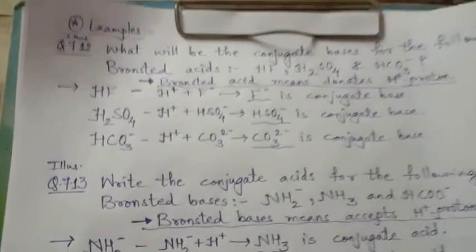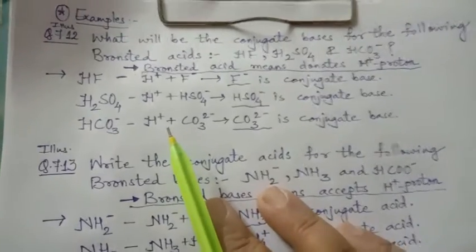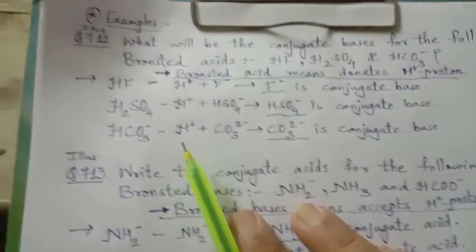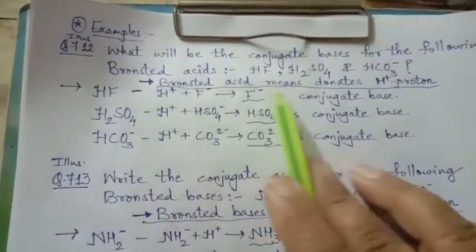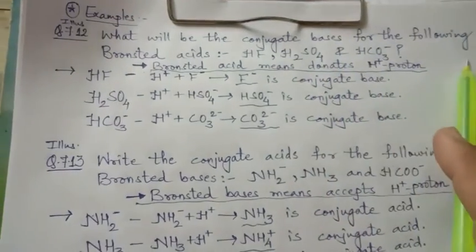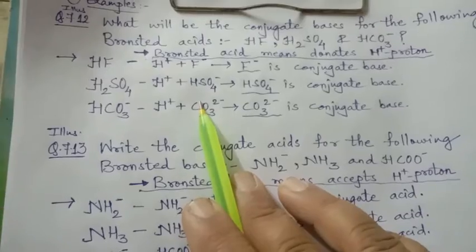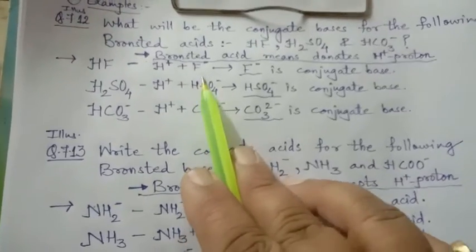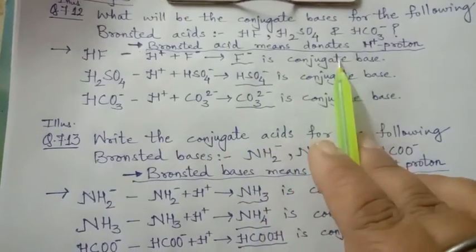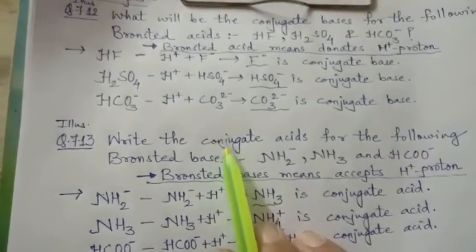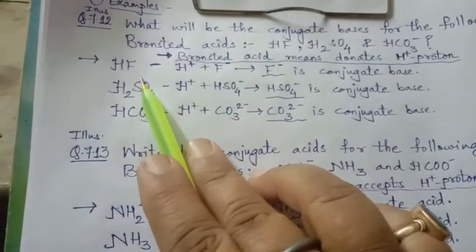Right? So here we have some illustration questions. The first is, what will be the conjugate bases for the following Bronsted acids? So first of all, we must see what are Bronsted acids. Bronsted acids means they donate H plus proton. So let us see here the species which are given to us.